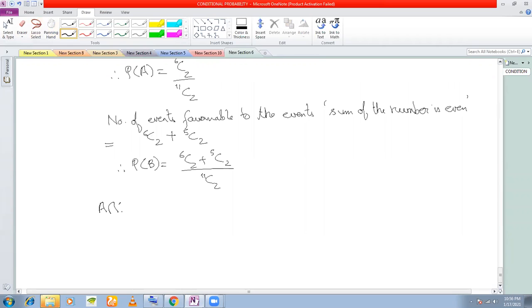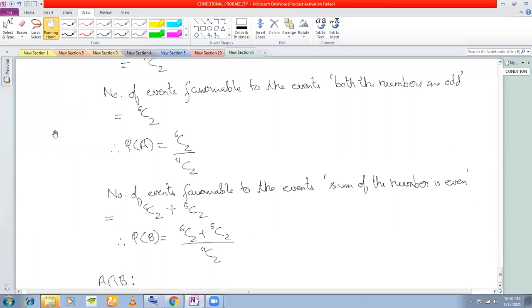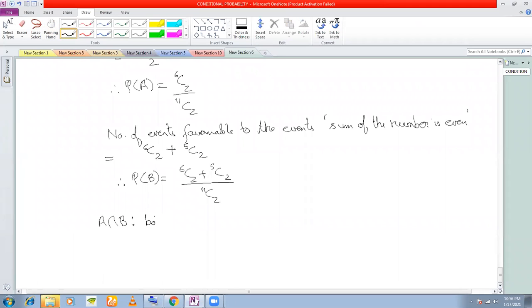What is the event A intersection B? Both the numbers are odd and the sum of the numbers is even. Both the numbers are odd and the sum is even. Oh, sorry, not given, the sum is even. Because there is an intersection, and the sum is even. Right? So therefore, what should be P of A intersection B?